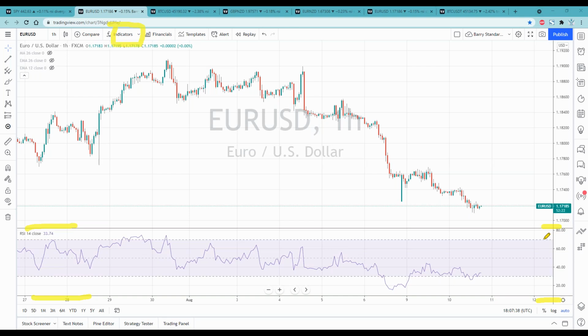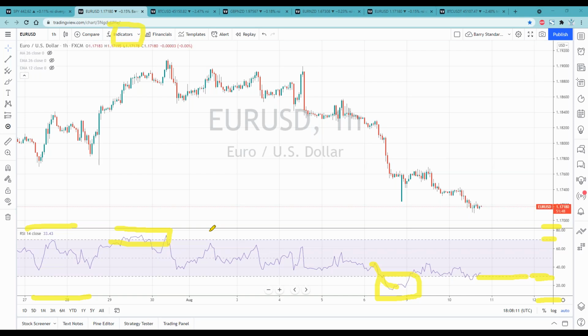Now, it also has barriers. The standard definition of the barrier is a 30 and a 70. So in other words, when the indicator, which we're going to calculate shortly, falls below the 30 level, it is said that the market is oversold. When it breaks above the 70 level, it is said that the market is overbought.